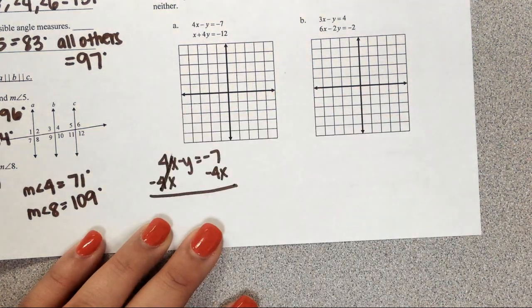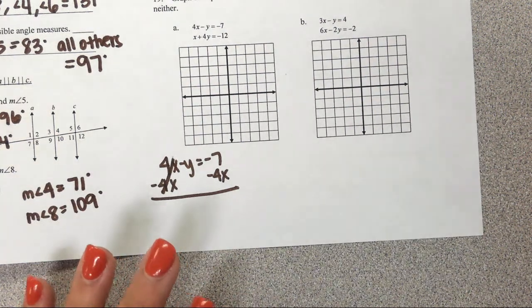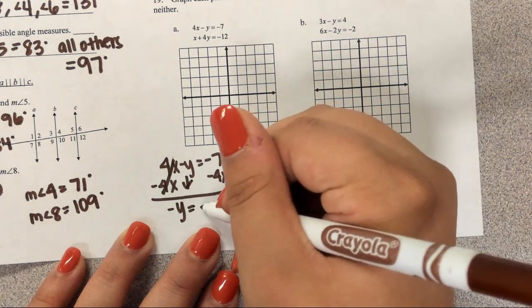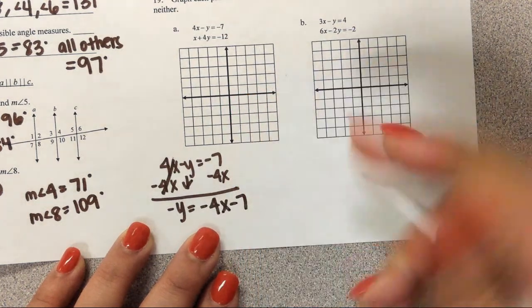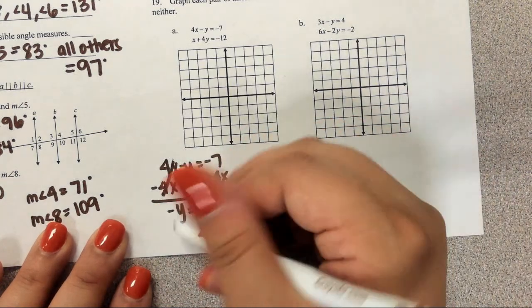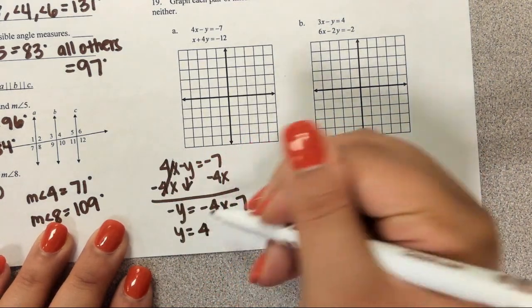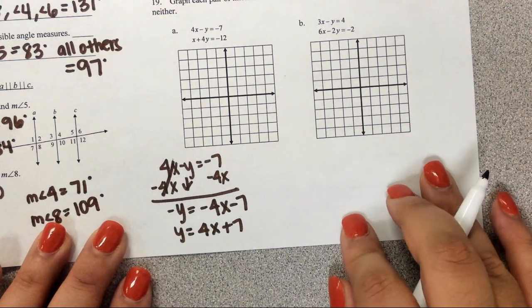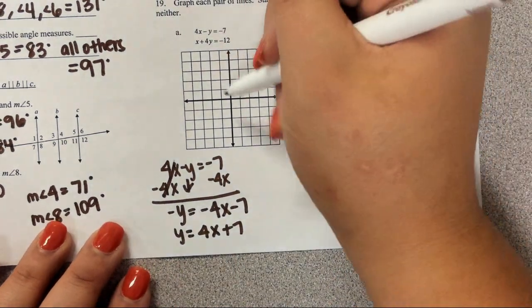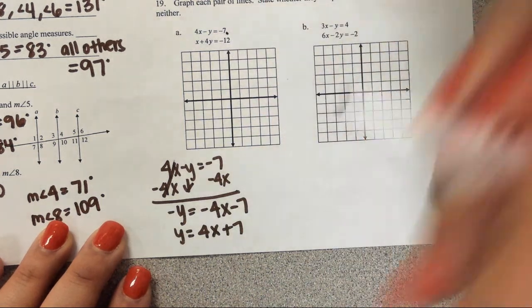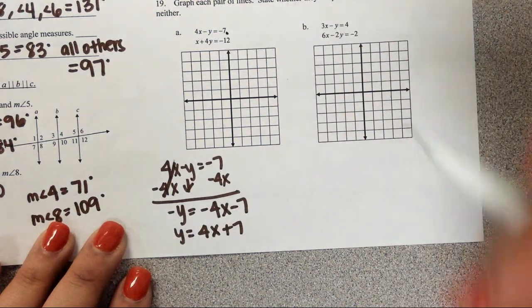So I'm going to end up getting, all right, and then I get negative y, don't forget to bring down that negative sign, equals negative 4x minus 7. Now y is not by itself, but I can easily just change the signs on everything and make it positive 4x and a positive 7 because I changed it to a positive y. So when I graph that, 1, 2, 3, 4, 5, 6, 7, okay, that's not very helpful.